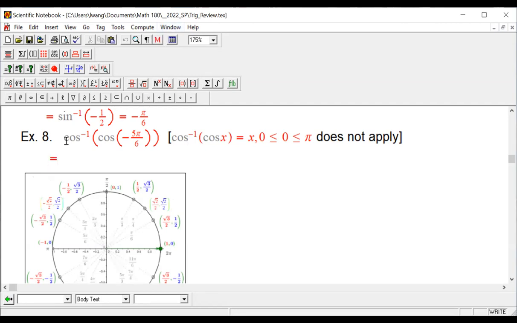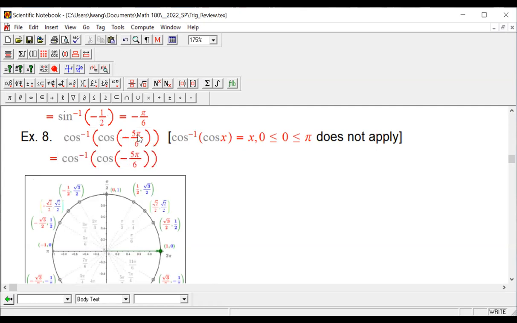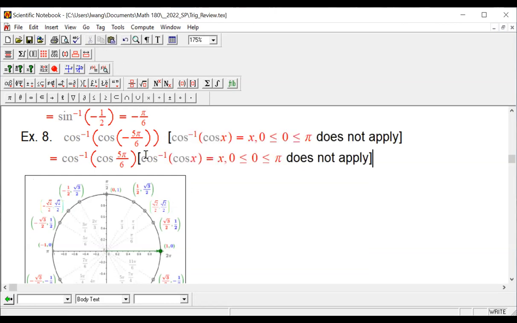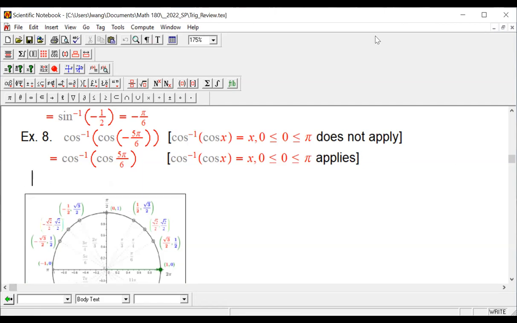And here I noticed that cosine is an even function. So cosine of negative 5 pi over 6 is the same as cosine of 5 pi over 6. Of course, you can also work from inside out: measure the angle clockwise, get negative 5 pi over 6, and put the negative number. You're still getting the same answer. So there's more than one way to do it, and in this case your answer is 5 pi over 6.